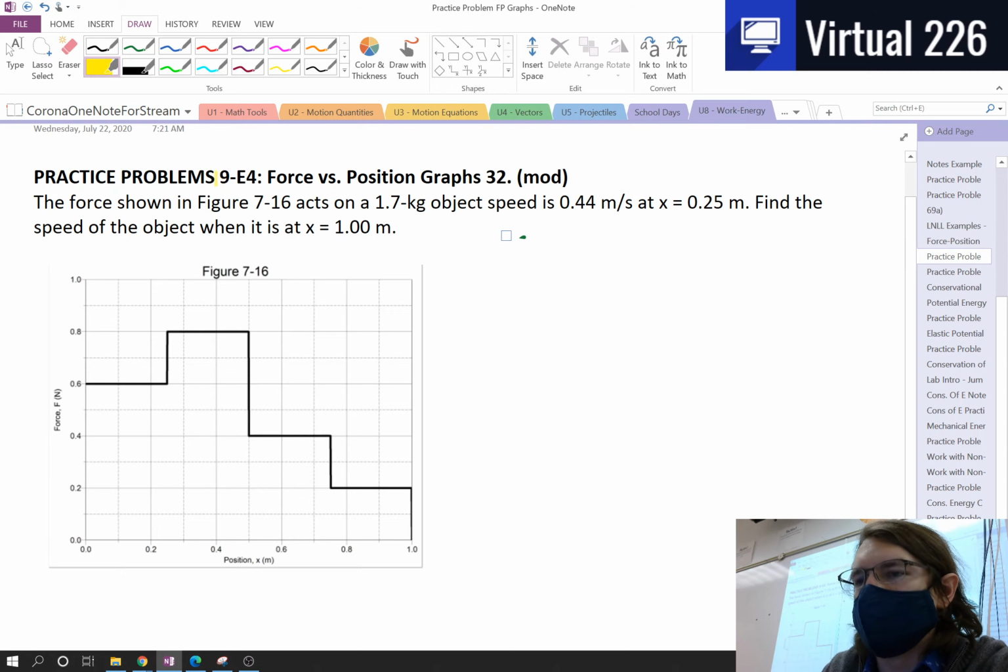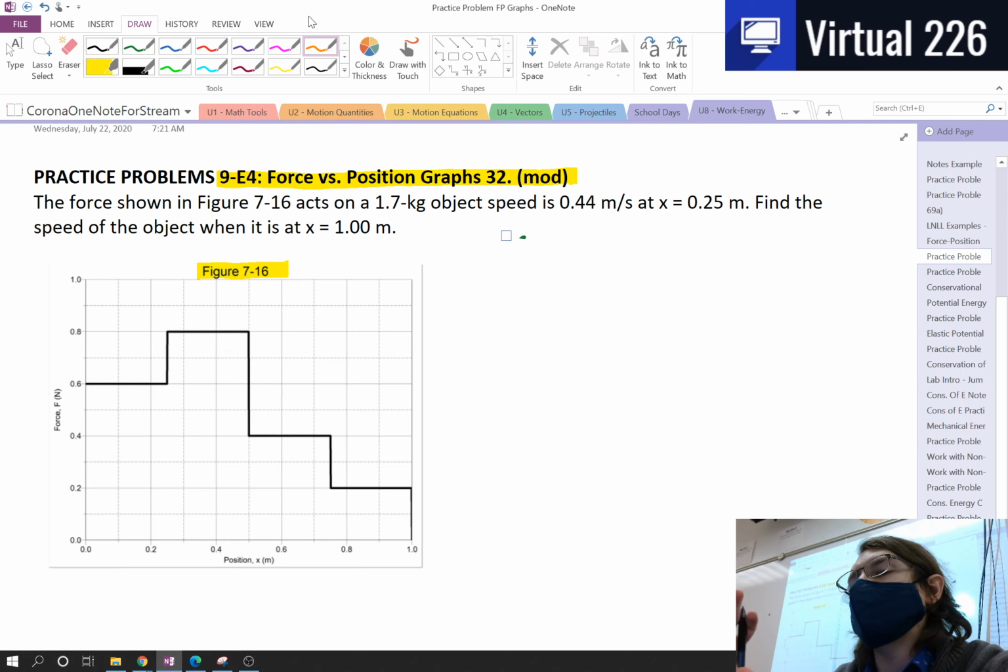Practice problem 9-E4. Force first position graph, 32 modified. Figure 7.16. Okay, so this is a Unit 8 practice problem here, and we're going to take it a little bit further than we took the original example with the Slinky Dog. What we have here is a force position graph, or a force displacement graph of some object. I don't know what the object is, quite frankly.